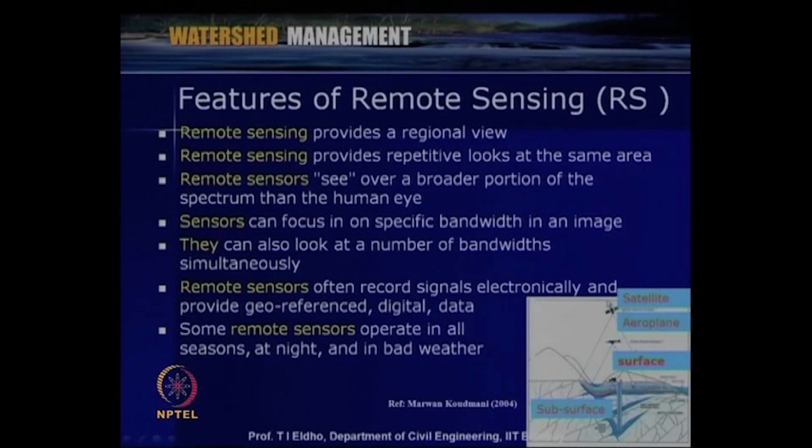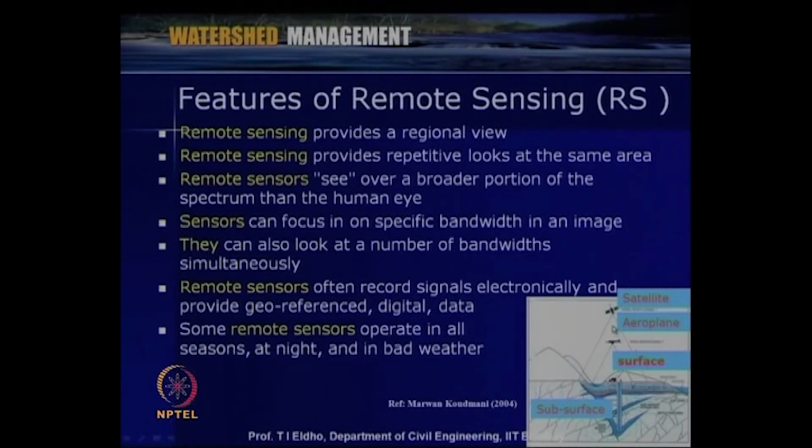Remote sensing provides a regional view. If this is the watershed, the entire region within one passage of the satellite we are obtaining. Another important aspect is that it provides repetitive looks at the same area. Once the satellite passes over this, after a few days, say 1 week or 2 weeks, the satellite may pass over the same area again. That way we get the data again in a repetitive manner. And remote sensors see over a broader portion of the spectrum than the human eye.